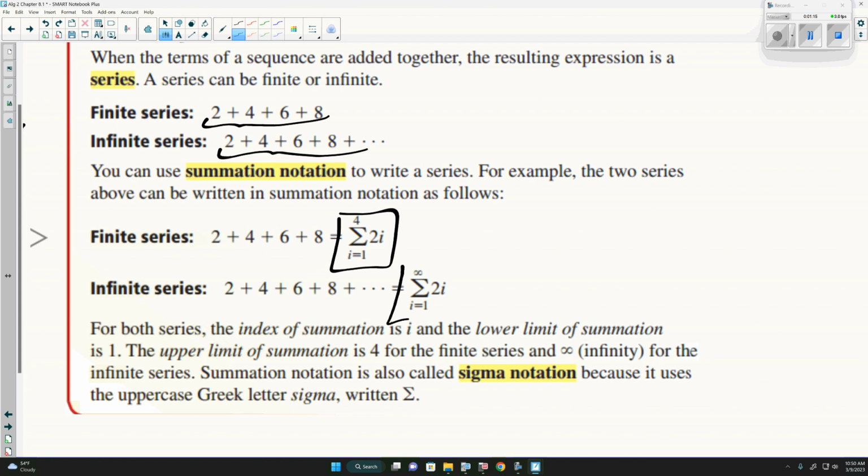Now, both of these here are summation notation. The summation of the sequence. Sigma notation. So we write our sigma. The number on the bottom, i equals, is where we start. The number above it is where we end. So for both of these here, the first one starts with the first term and goes to the fourth. The bottom one starts with 1 and goes to infinity.